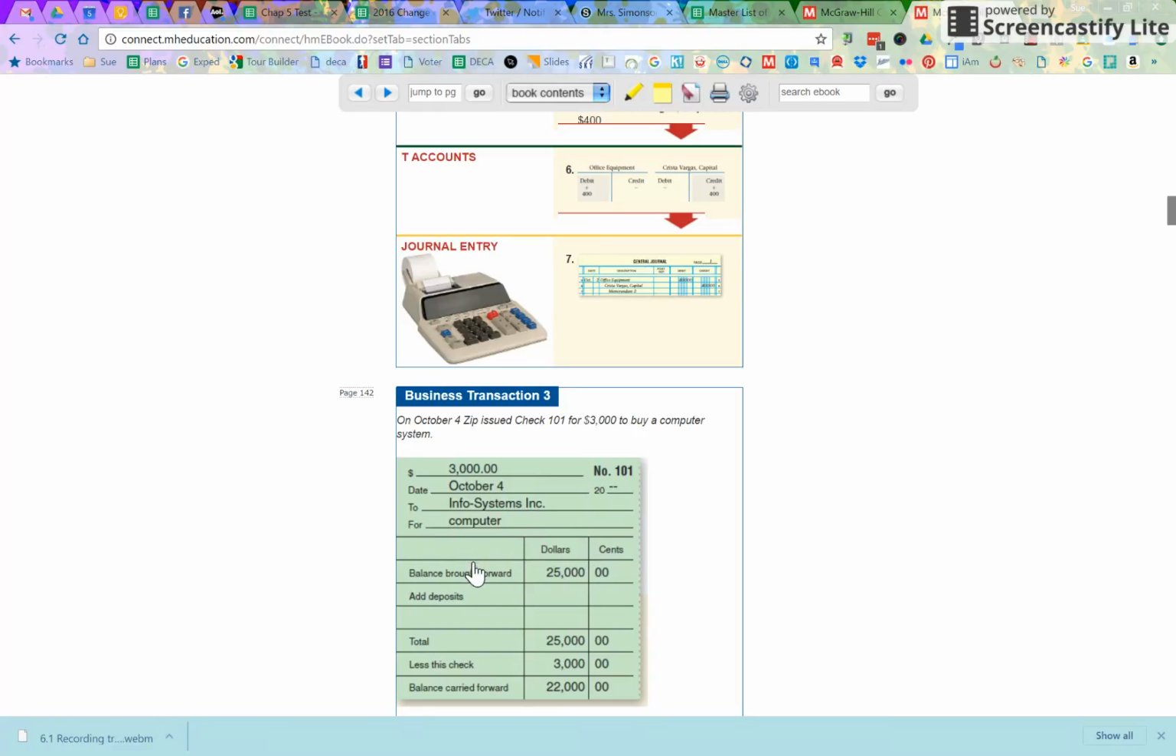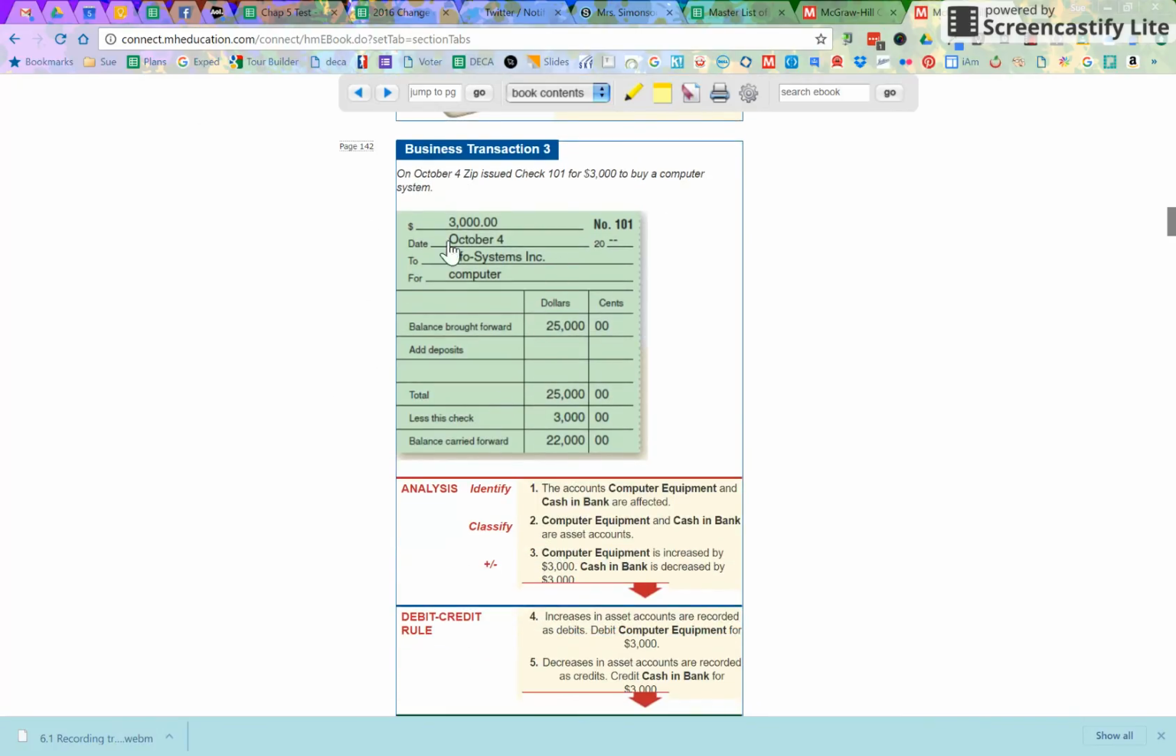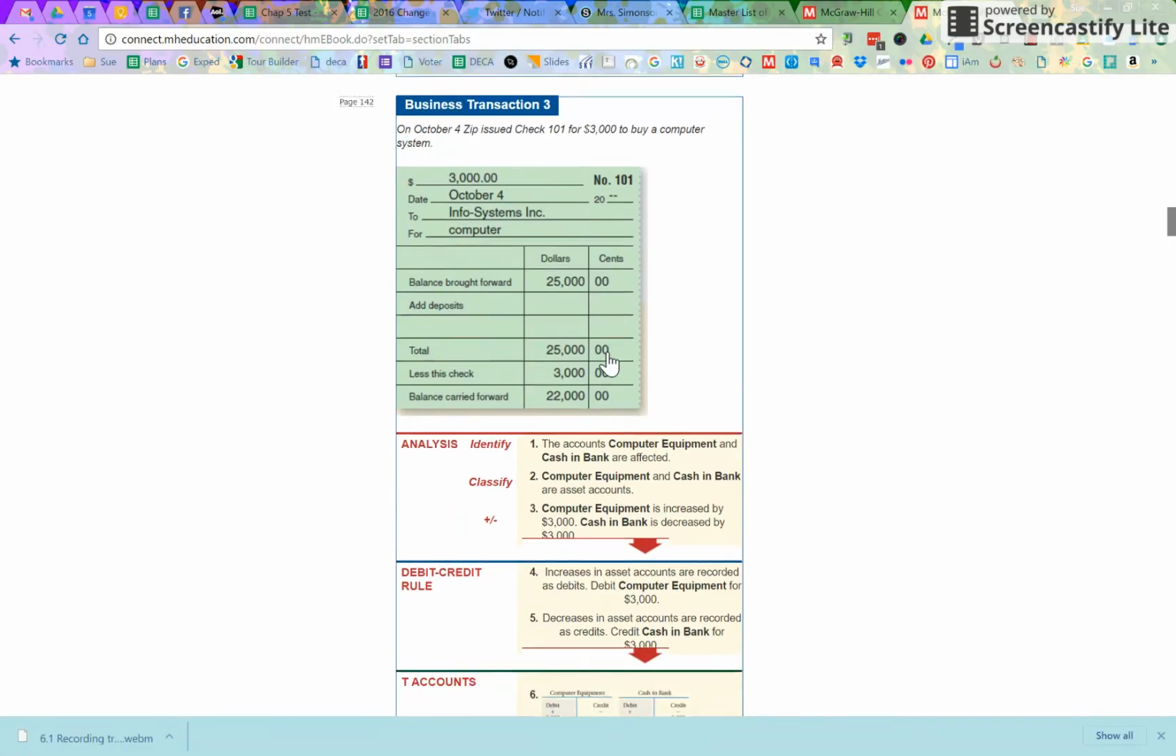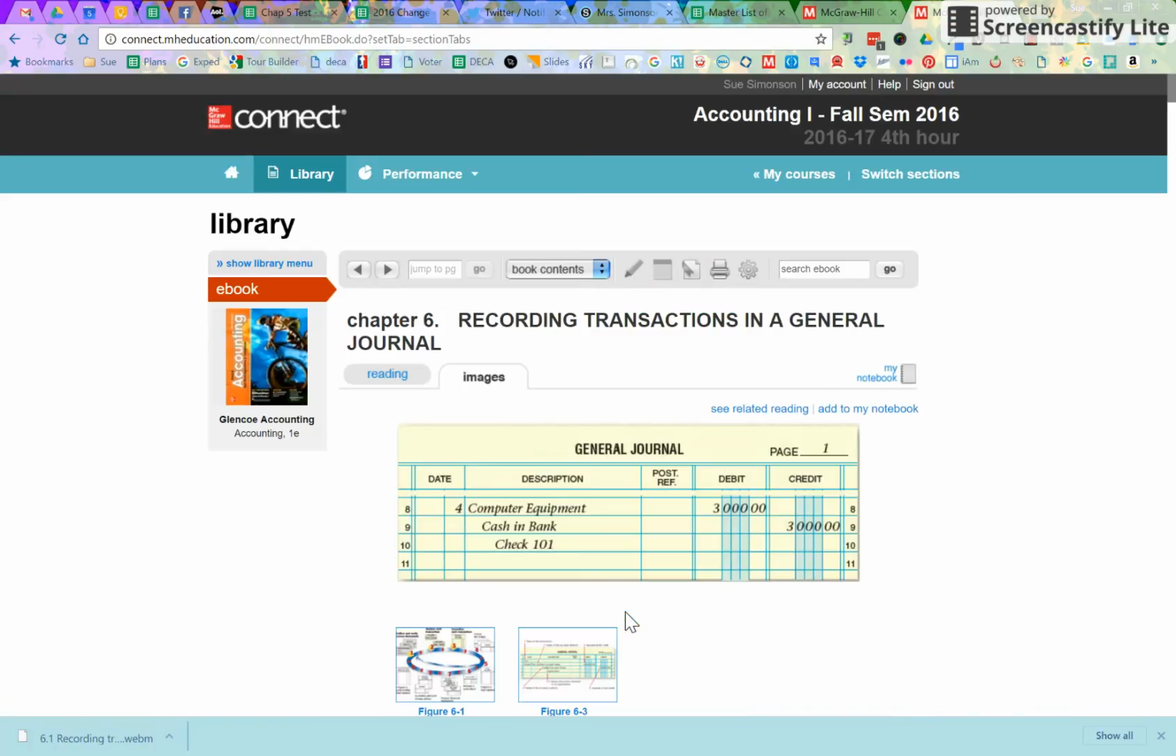So this is our balance in our current cash account, and we wrote this check for $3,000, so we now have $22,000, which is different from the general journal, but we're going to eventually talk about working with cash. So computer equipment, the debit is going up. That's the debit, and we wrote the check. So cash is going down. So if we look at our journal entry, notice we don't have the month and the year because we're just moving down through our transactions. Source document being check 101.